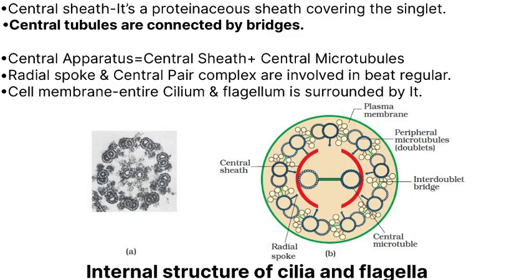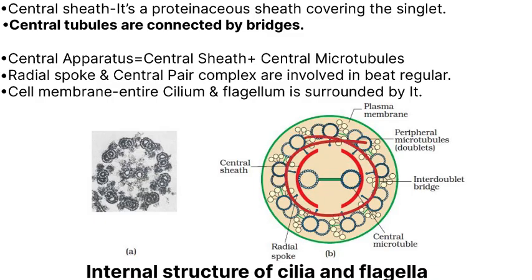Similarly, it works with the radial spoke to transmit signals from the central pair outwards to the dynein arm. This ensures that the dyneins are activated in a coordinated sequence, so that not all dyneins are activated at once. This also helps to determine the direction and pattern of the cilia and flagella beating. Without the central sheath or radial spoke, they both are important, the complete movement becomes uncoordinated and paralyzed.